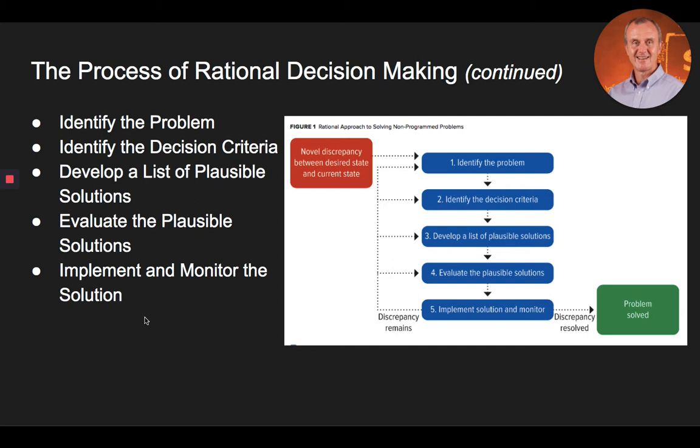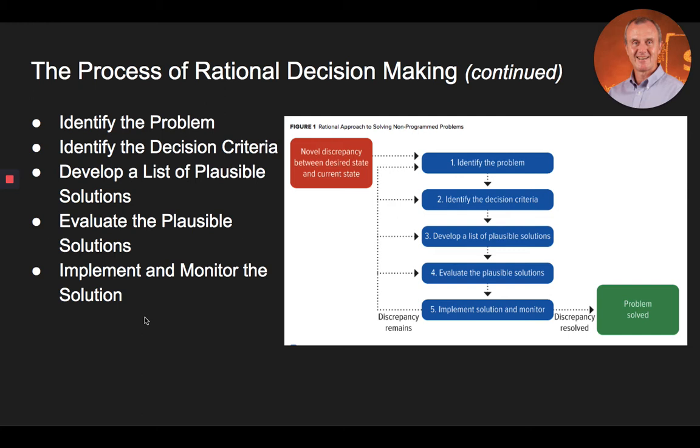Develop a list of plausible solutions. The third step is to develop a list of plausible solutions. The solutions can come from a range of sources, but the key here is to identify ideas that could potentially solve the problem. Evaluating plausible solutions is the fourth step of the rational decision-making process. This involves working through the possible solutions identified in Step 3 based on the criteria identified in Step 2 of the process.